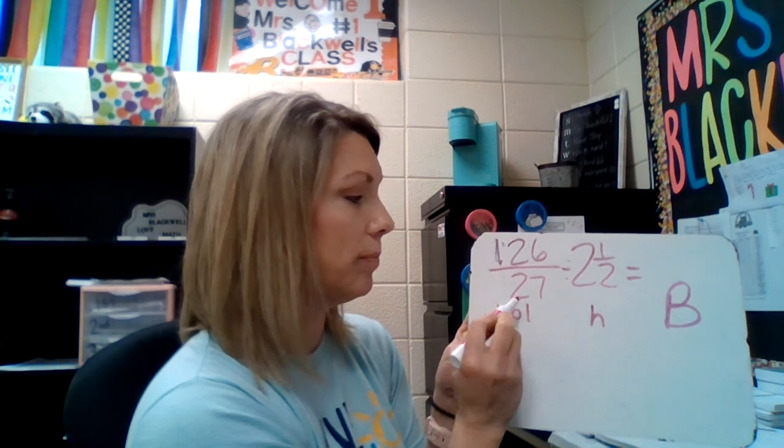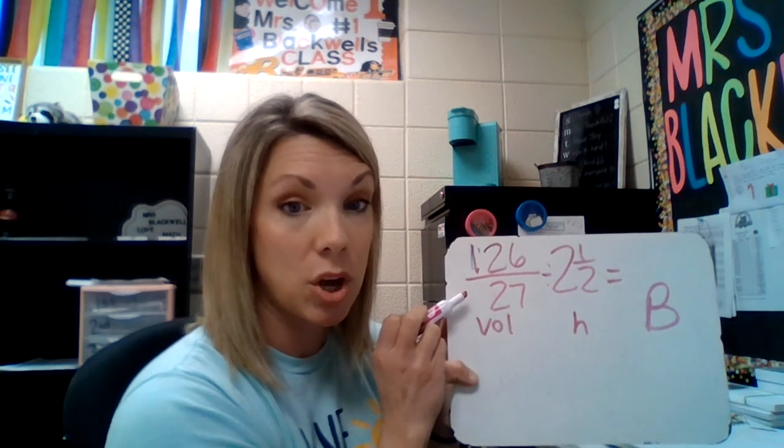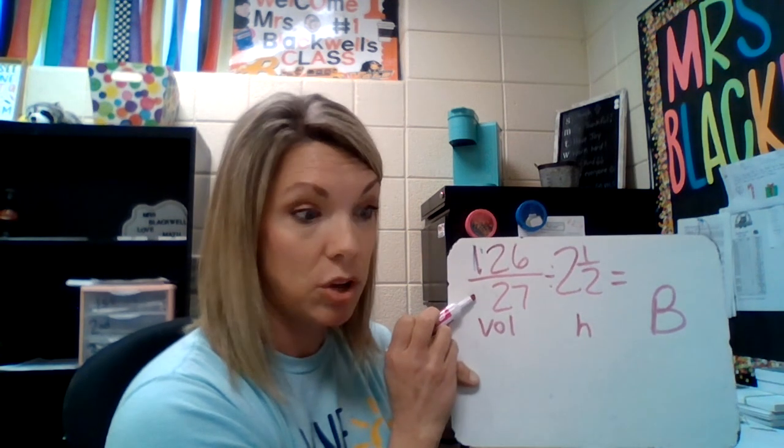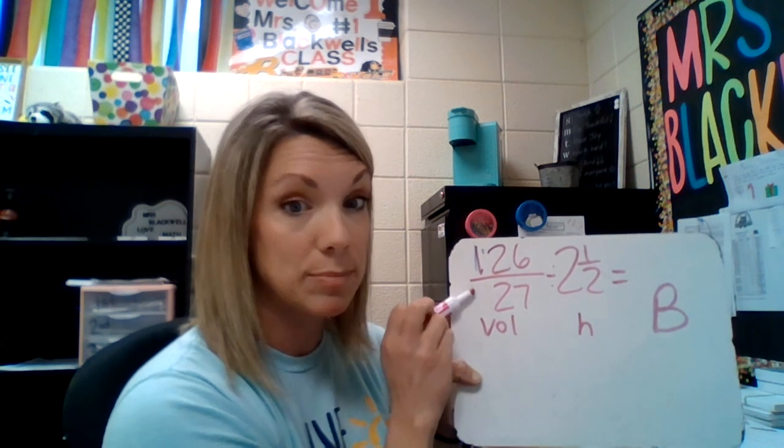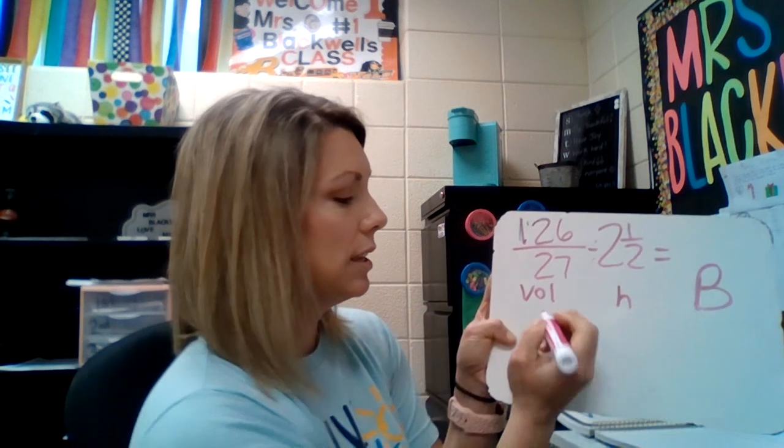You always divide your volume. So what does that mean? Volume goes on the left. Volume goes first in the calculator. If you're going to use your calculator, you've got to know that this goes first because it's being divided. So this is 126 over 27. And if we change that up, remember, 2 times 2 plus 1 gives us 5 over 2.